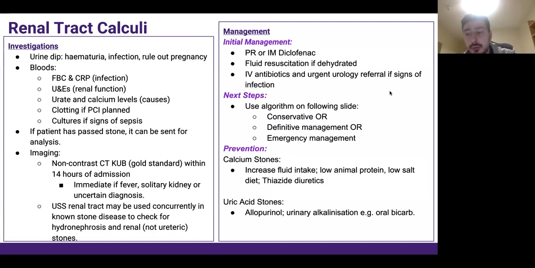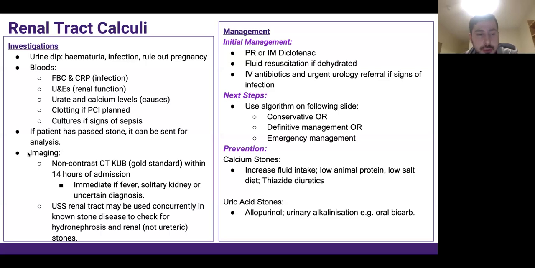Before we move on to the diagram we have for the management of renal stones, let's talk about the investigations. I talked about urine dip already to look for blood, and you can also do some bloods. FBC and CRP will be useful to check for inflammatory markers to see if the patient has an infected stone. And using these will be important to find out if the stone is causing possibly a post-renal AKI.